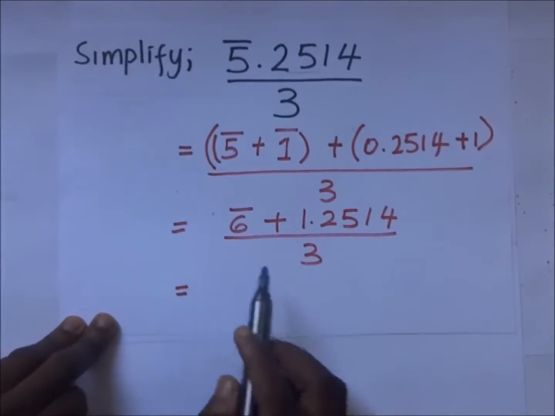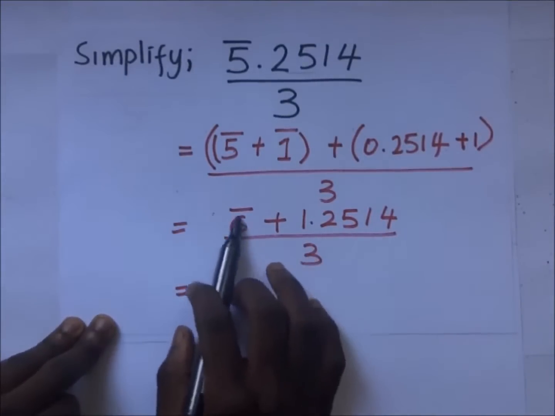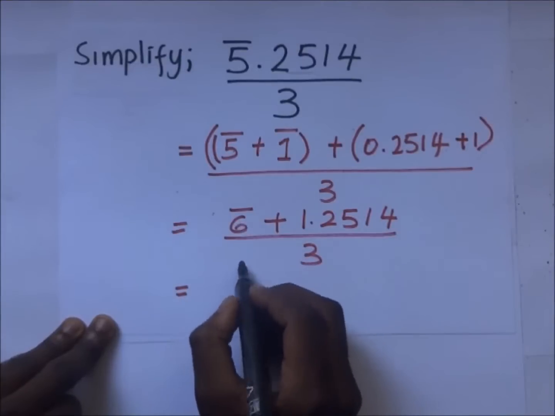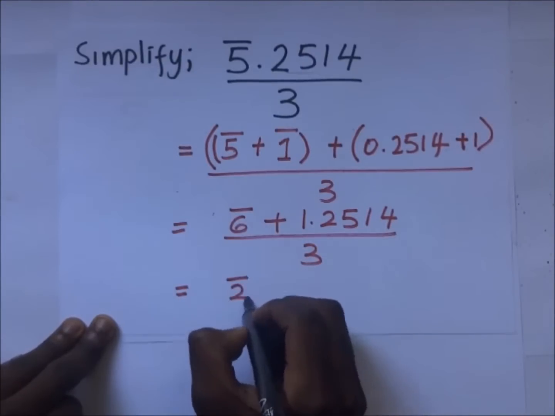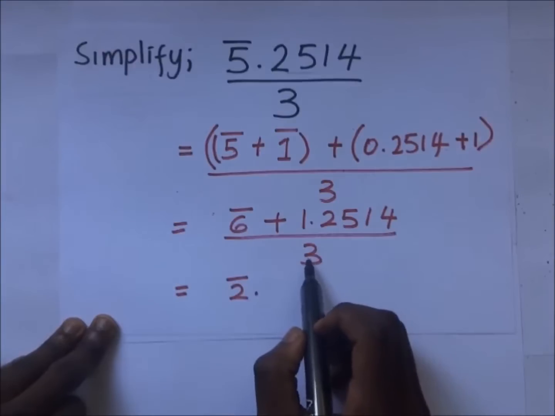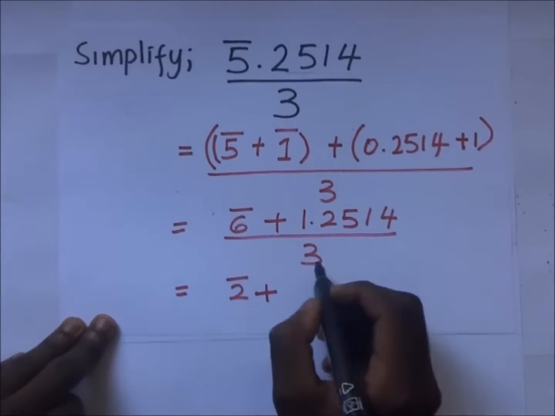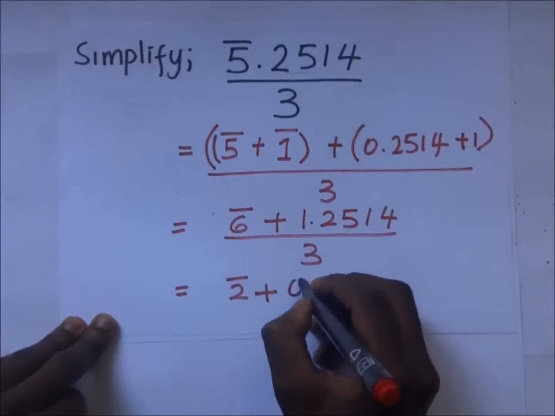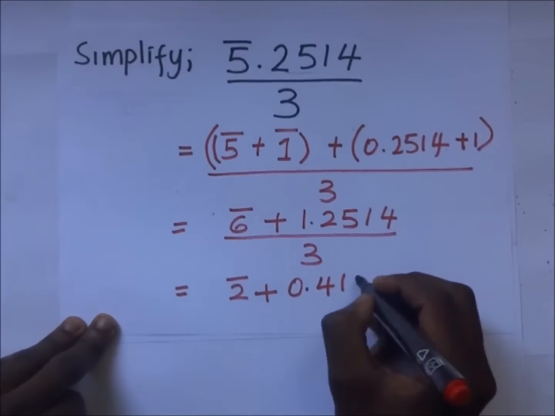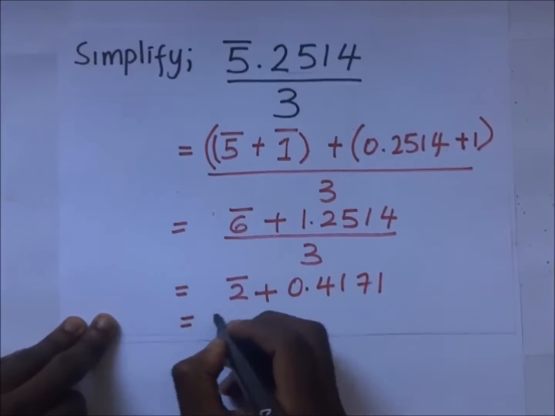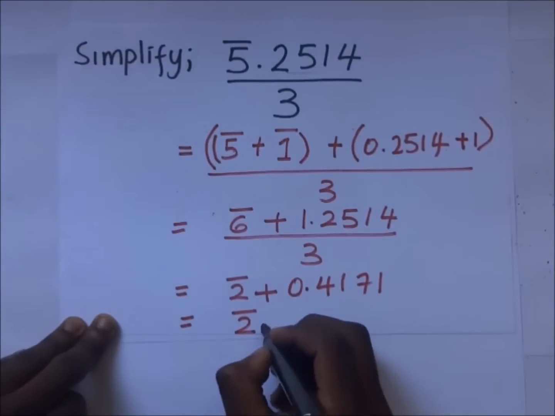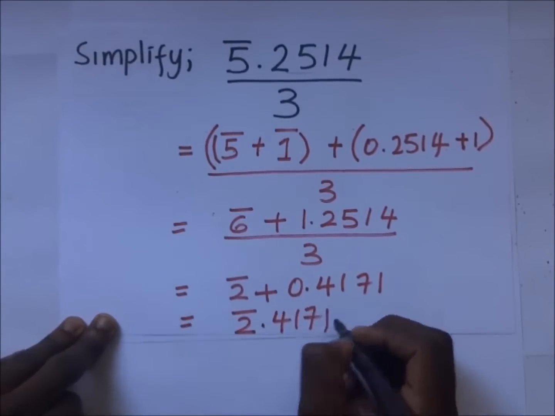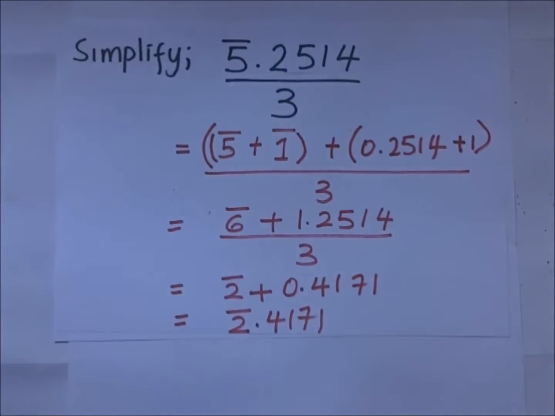And of course here the answer is 6 bar divided by 3 is going to be 2 bar. 2 bar plus 1.2514 divided by 3 is still going to give us 0.4171, and our answer is going to be 2 bar 0.4171, and that is our answer.